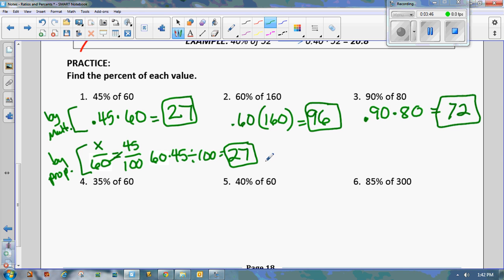I want you to pause the video, take a couple minutes, and convert number 4 through 6, those percents, and find the percents of those values.